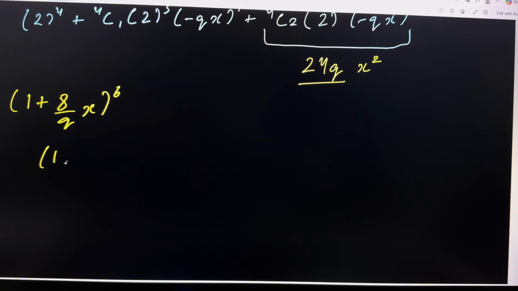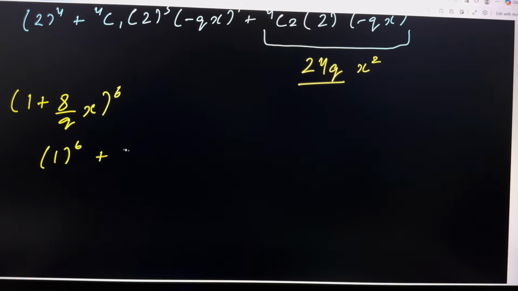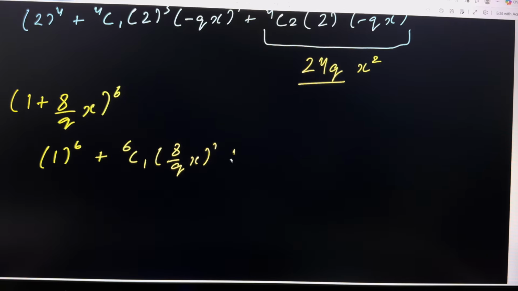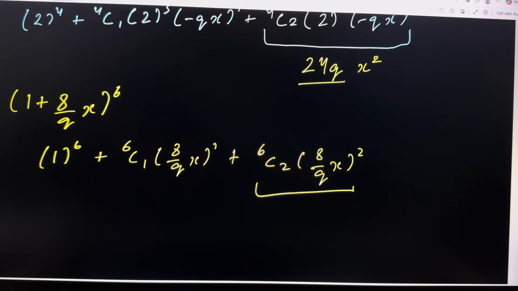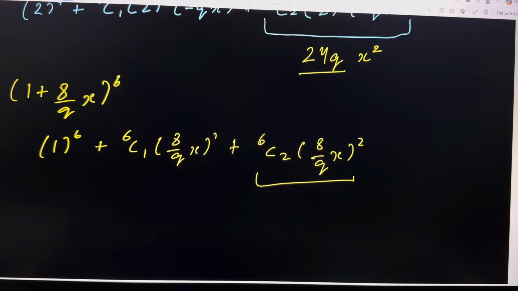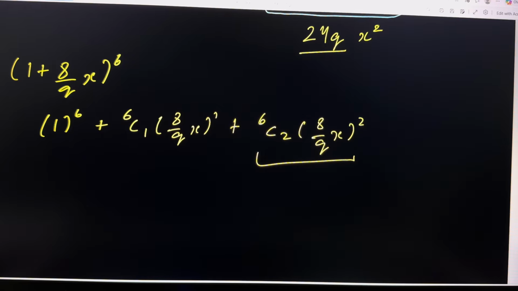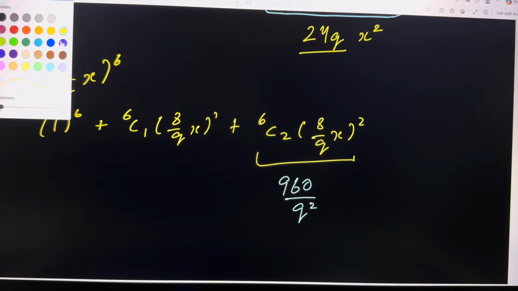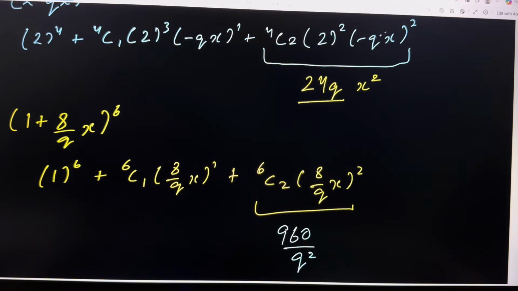Again, we can just ignore the 1, by the way. So 6C1, because it's going to be just 1, and 8/(qx) to the power 1. This is not an x squared term, so we ignore it as well. So 8/(qx), the whole thing squared, this is our term. So this is 6C2 times 8 squared, so 960/q squared. Also, by the way, this is also q squared. Just remembered, because look, q squared.